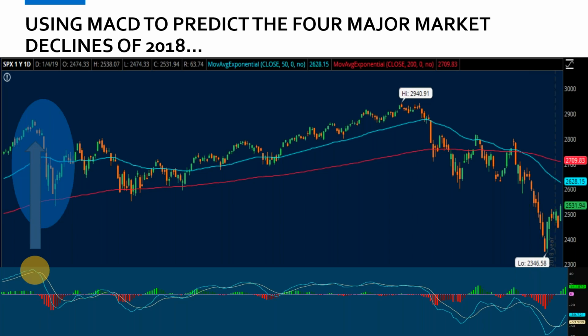It was pretty close. The next one in March, there's another cross. And the significance of where these crosses occur, that first one occurred near the 40 level, this next one near the 0 level, is important. We won't have time to get into that today, but just know that it does matter where these crosses occur.